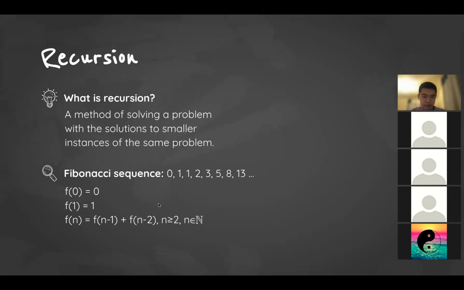You basically break down one big problem into smaller subproblems. What is the nth index? The nth index is just the n minus 1th index plus the n minus 2th index. What is the n minus 1th index? That's the sum of the n minus 2th index plus the n minus 3rd index. You're breaking down one problem into smaller subproblems.